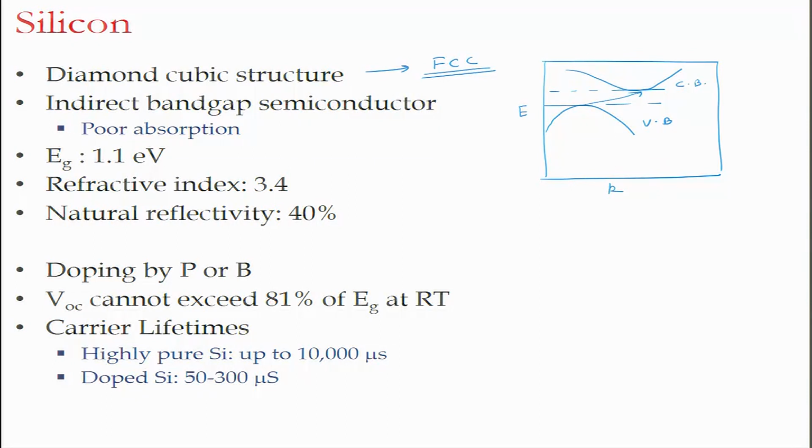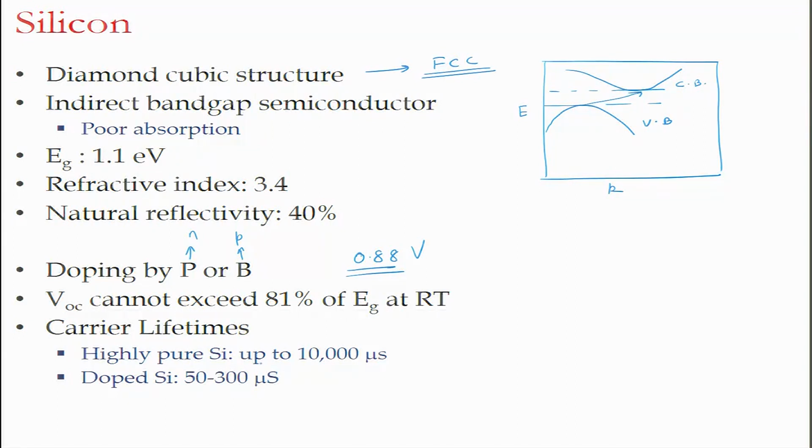Silicon is generally doped by phosphorus and boron. Phosphorus makes it +5 and boron is +3. So, this is for N type, this is for P type silicon. The VOC of silicon thermodynamically cannot exceed 18.1% of the band gap. As a result, the maximum limit of the VOC is 0.88 volt. You cannot get more than that, and generally it is lower than that.